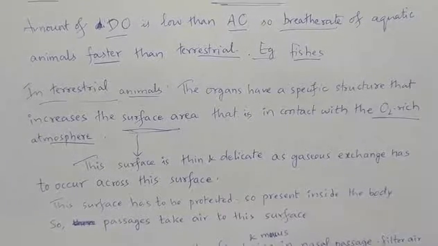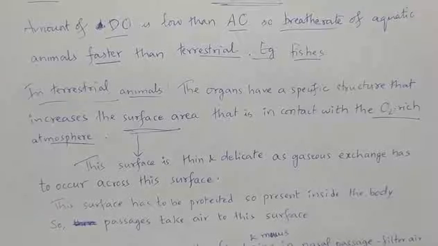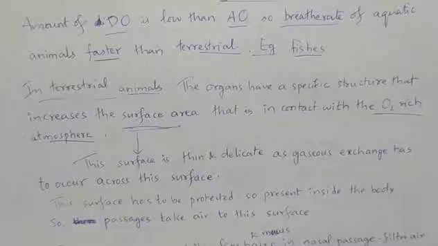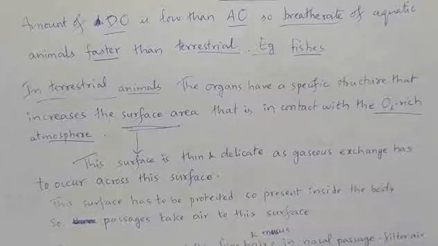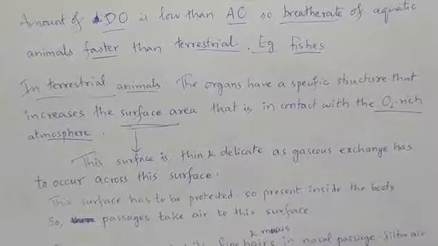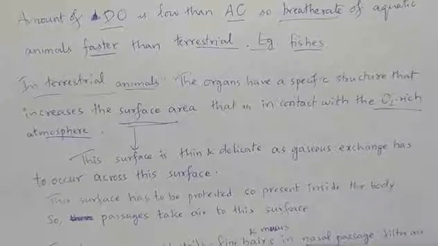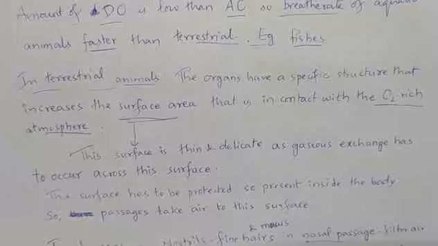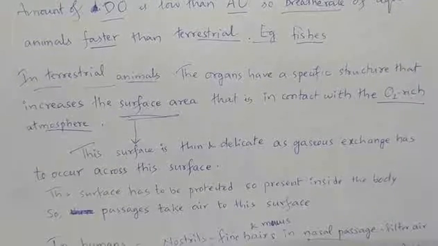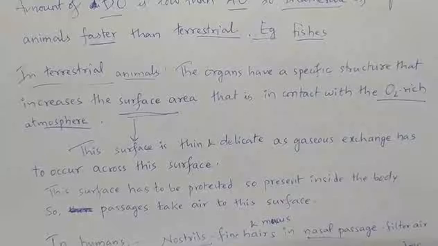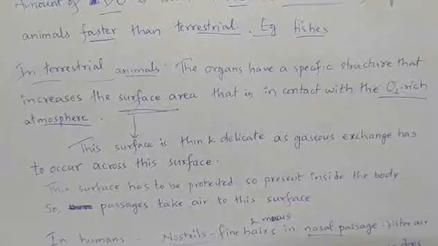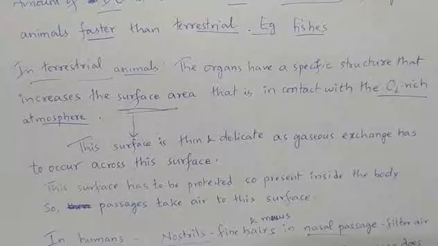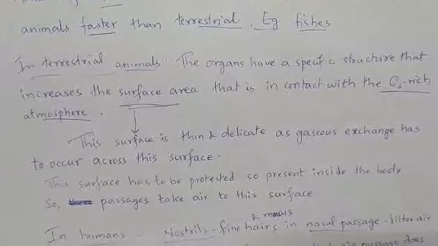So only the opening of mouth and gills are synchronized, and the rate of that opening, if we observe, is much faster than the terrestrial animals. Okay. In terrestrial animals, the respiratory organs have specific structure that increases the surface area that is in contact with the oxygen-rich atmosphere.